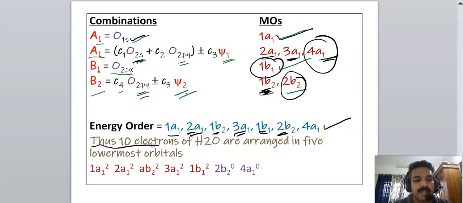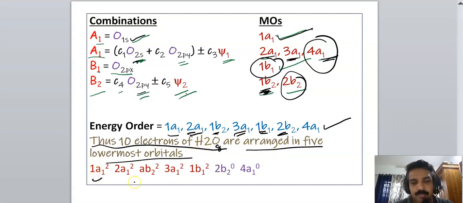And thus these 10 electrons of water, 8 electrons from oxygen and 2 electrons from the 2 hydrogen atoms, are arranged in these 5 lowest orbitals as 1A1 squared, 2A1 squared, 1B2 squared, 3A1 squared, 1B1 squared that are filled, and 2B2 and 4A1, these 2 anti-bonding orbitals, are vacant. That is the distribution of electrons in these molecular orbitals.